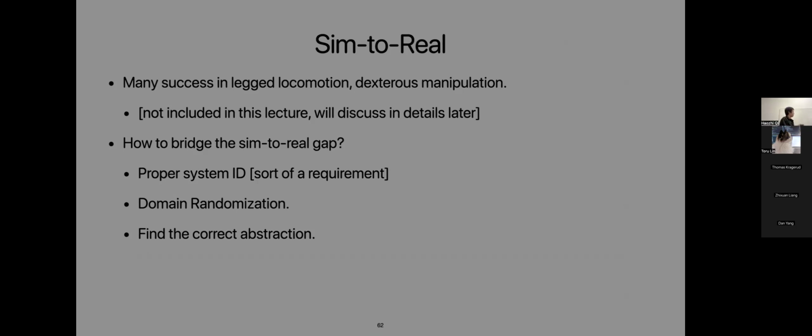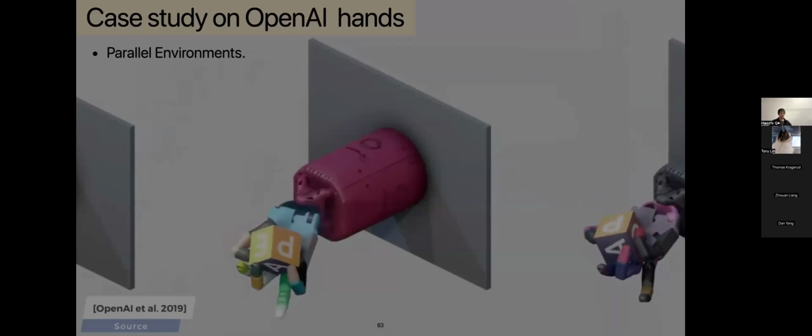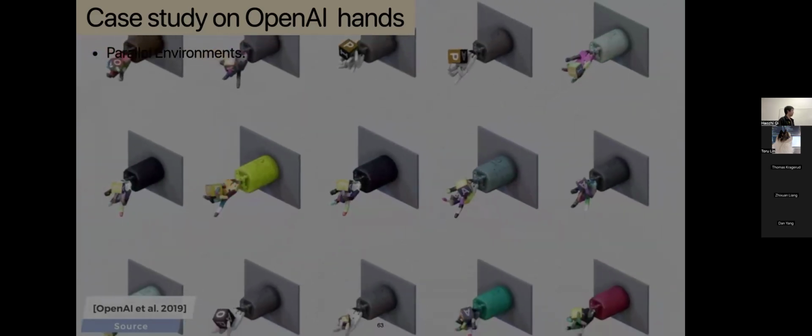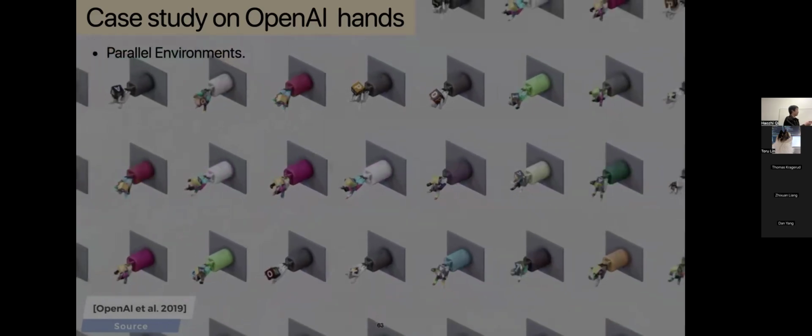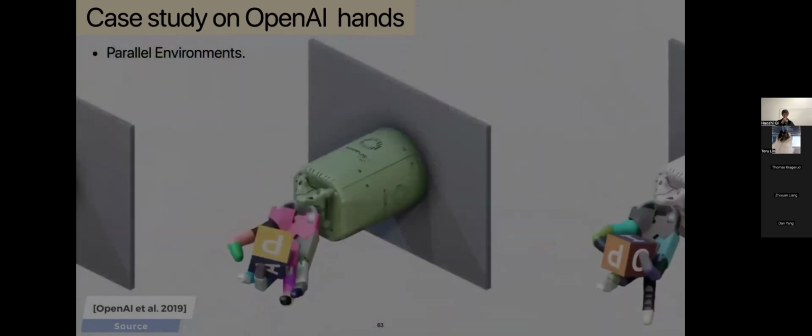And domain randomization, we have just illustrated a little bit. Also, we need to find the correct abstraction, mainly from the vision perspective. I will give some examples of this. For example, this is an example of how OpenAI trained their reorientation policies, trying to manipulate the cube to be in a specific pose.